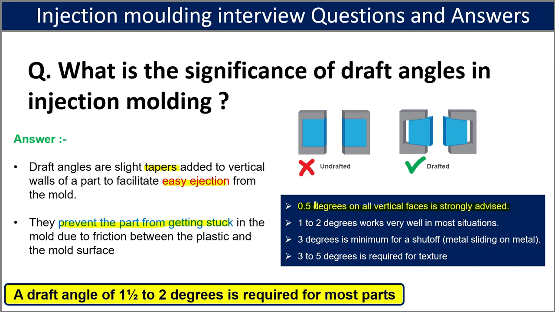Always give 0.5 degree instead of no draft. 1 to 2 degrees works very well in most situations. And 3 degrees is the minimum for shut off. Shut off is where there is metal-on-metal sliding in the mold. And 3 to 5 degrees is required for texture. So these are some guidelines for the draft.